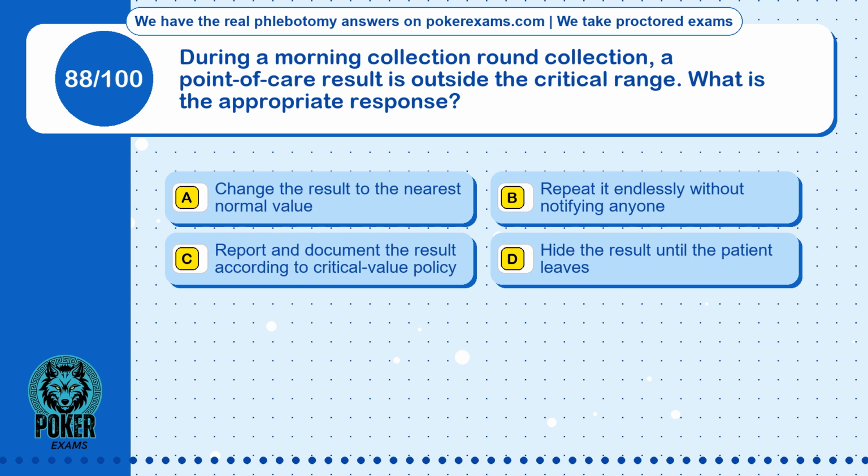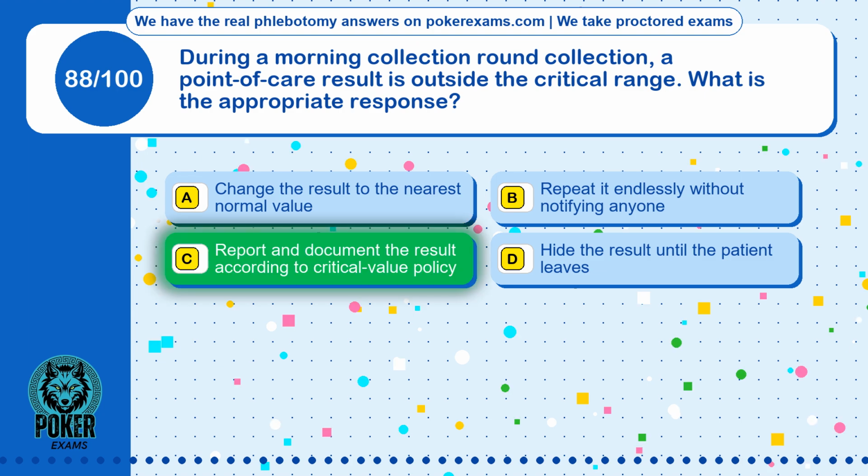Question 88. During a morning collection round, a point-of-care result is outside the critical range. What is the appropriate response? Option A. Change the result to the nearest normal value. Option B. Repeat it endlessly without notifying anyone. Option C. Report and document the result according to critical value policy. Option D. Hide the result until the patient leaves.